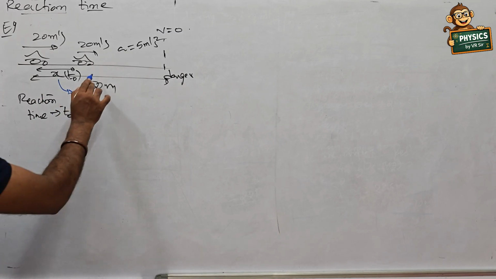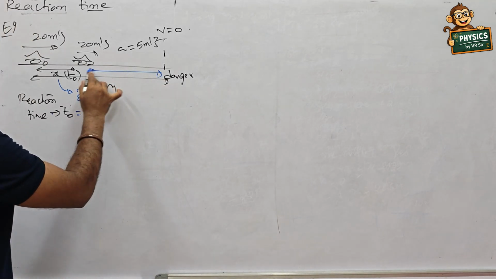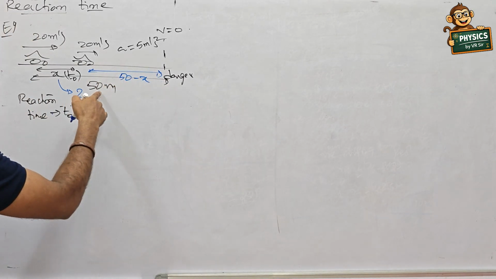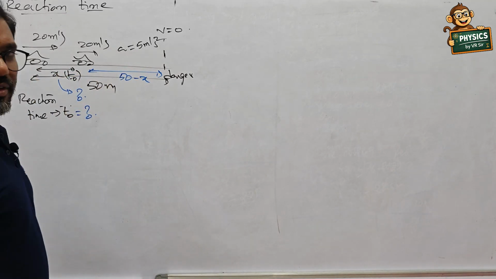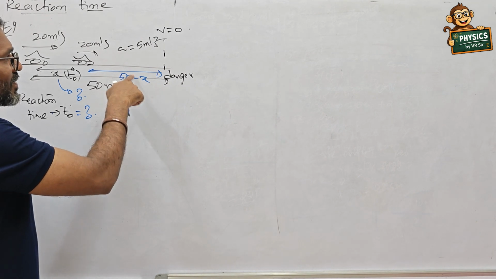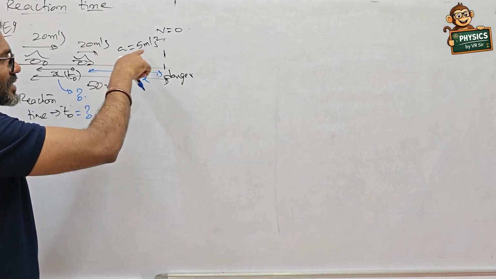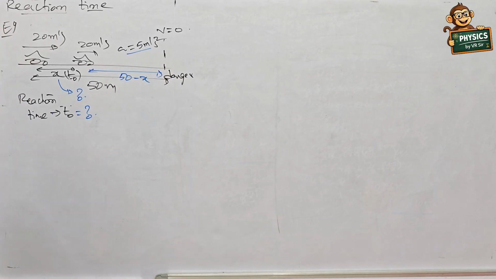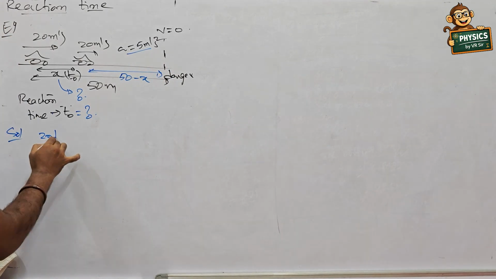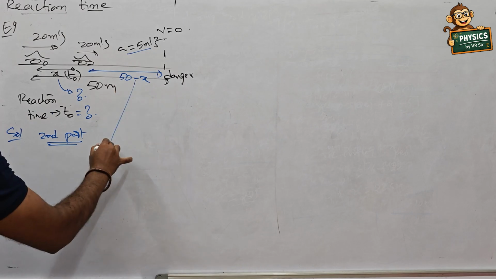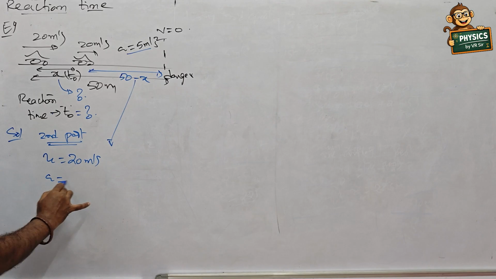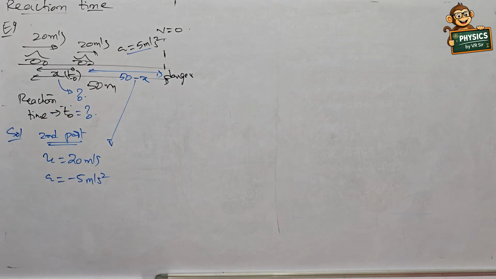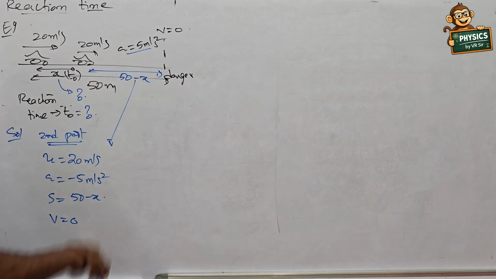Now again, to solve this, we divide this into two parts. This is the part, and what is the distance? 50 minus x, because the total distance is 50 and during the reaction time it has traveled the distance x. Therefore this distance is nothing but 50 minus x. While this distance is covered, it is slowing down, so it is having deceleration. Now let's take the second part. For this we take initial velocity 20 meters per second, acceleration minus 5 meters per second square, distance 50 minus x, and final velocity equivalent to 0, isn't it?